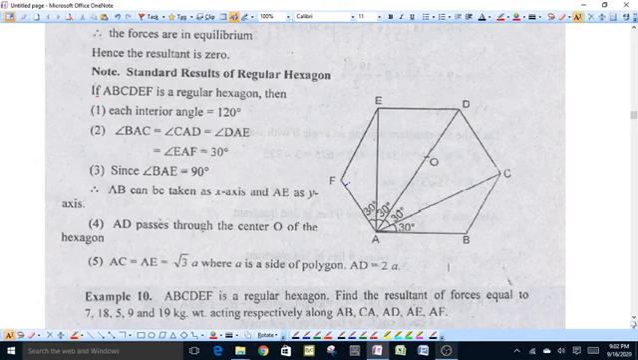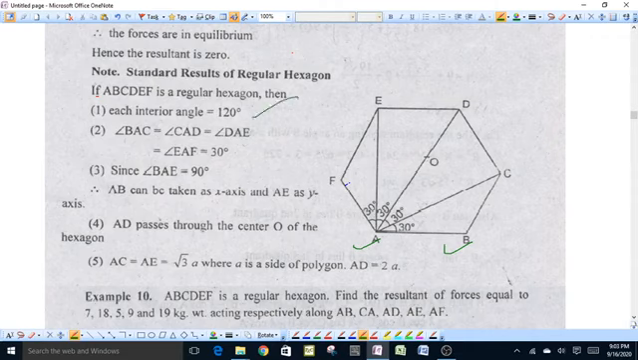Today we will study some standard results of regular hexagon and try to find the resultant of forces which are acting along the sides and diagonals of a regular hexagon. Suppose that ABCDEF is a regular hexagon, then each interior angle of a regular hexagon will be equal to 120.